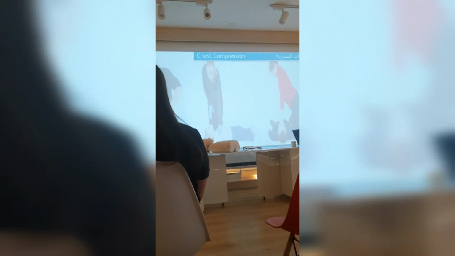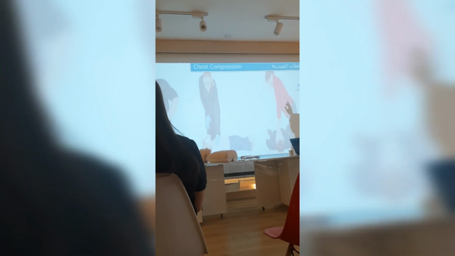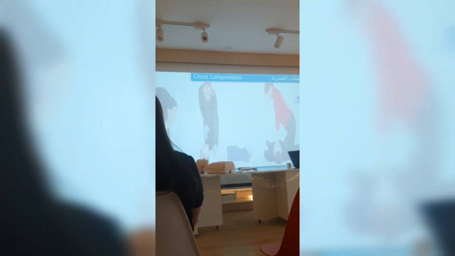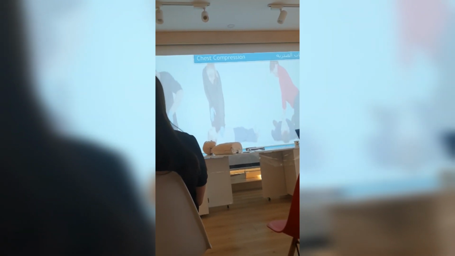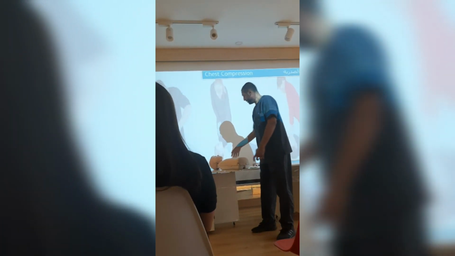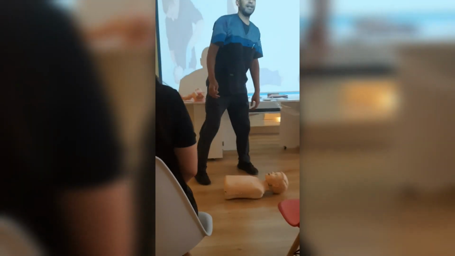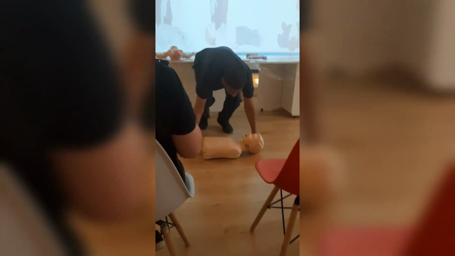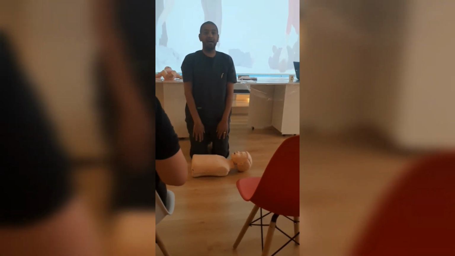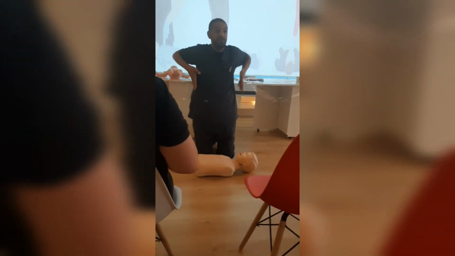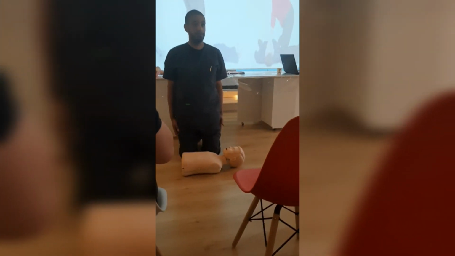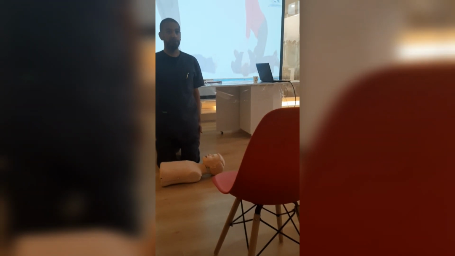Sorry guys, this slide is too bad, but this is an adult. You can see, this is the correct position. I don't know if you can see me here while I'm doing CPR for an adult. So this is the correct position of doing CPR. See my body? Straight, correct?